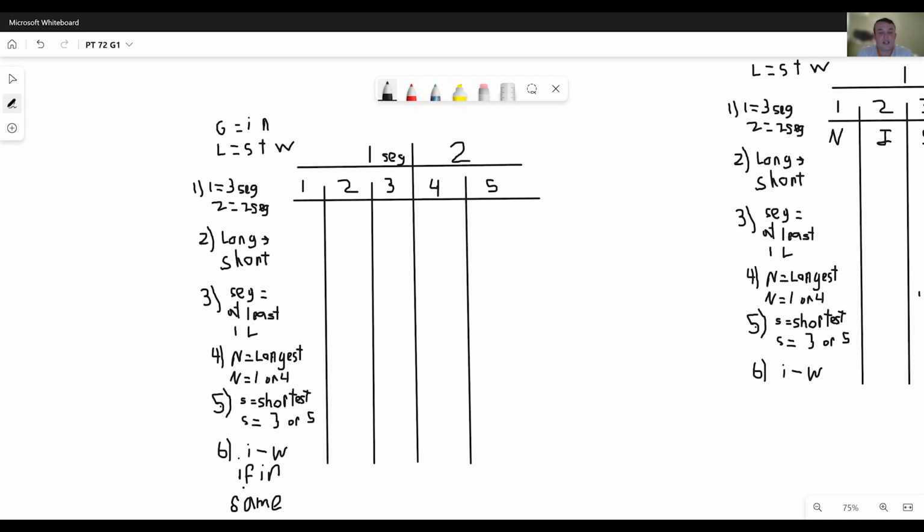And then rule 6 says I before W if they're in the same segment. So we know I is longer than W, right? So if we have I and W in section 2, it has to go I, then W. And if we have both I and W in segment 1, we have to have I, then W. So W can't be before I in the same segment. There are not many deductions from this, however, as we move on, we'll see that there are some. Does that last rule make sense to everybody? Okay. Are there any questions about this initial setup?